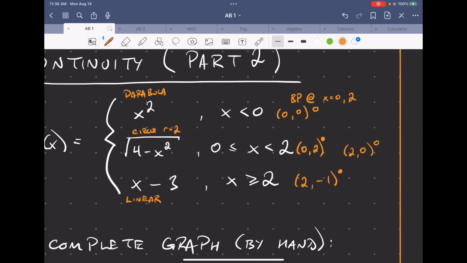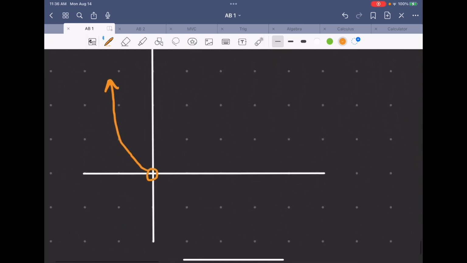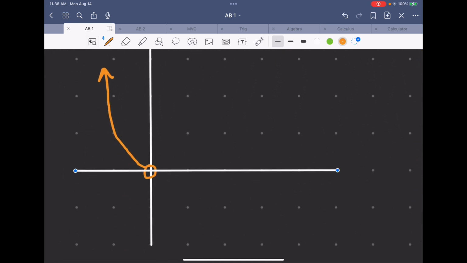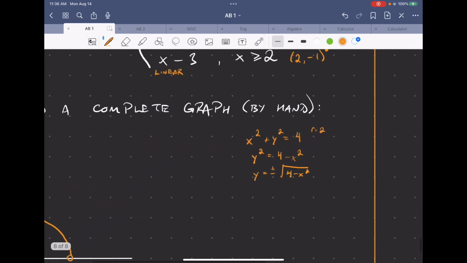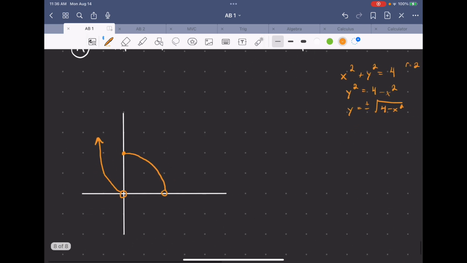So my next function is the piece of the circle. This is only between 0 and 2. So if I have a circle with a radius of 2, well, radius of 2 would do something like this. It's just a quarter of a circle. And I'm making sure to put the closed circle at (0, 2) and the open circle at (2, 0).